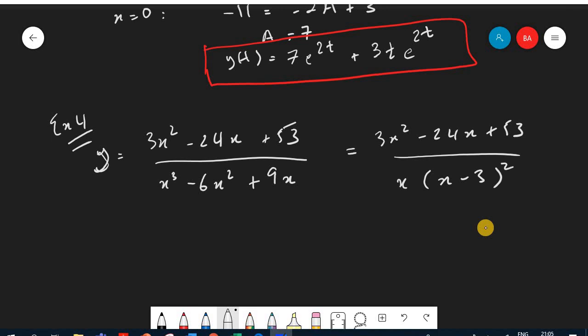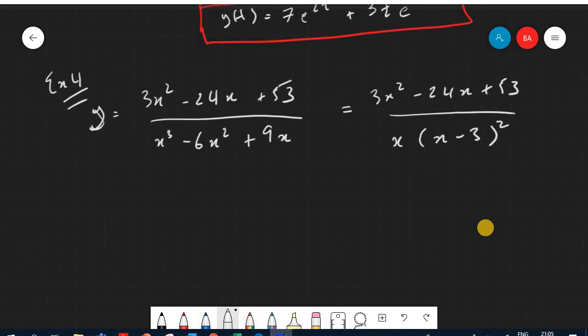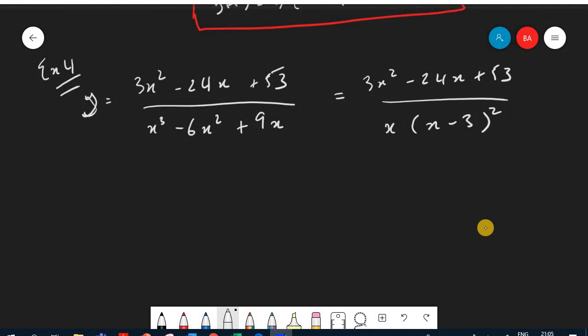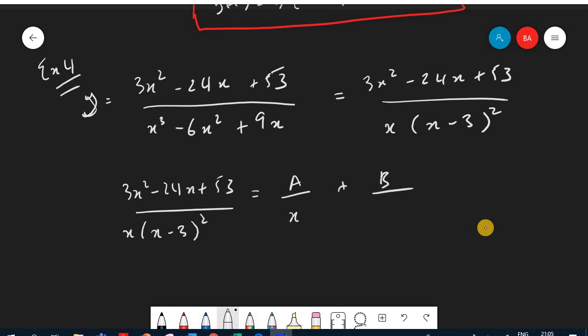Okay, so this looks very similar to something that we just solved. So if you want to decompose it, this is 3x squared minus 24x plus 53 divided by x into x minus 3 the whole thing squared. So this will be a over x sitting by its own, plus b over x minus 3, and since x minus 3 is a repeated root, this will be plus c over x minus 3 the whole thing squared.